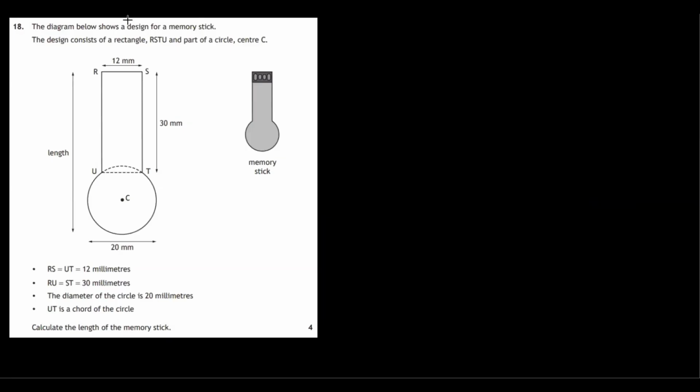The diagram below shows a design for a memory stick. The design consists of the rectangle RSTU and part of a circle, center C. Calculate the length of the memory stick. So we're just trying to find the total length of the memory stick. So it would be all the way like that.